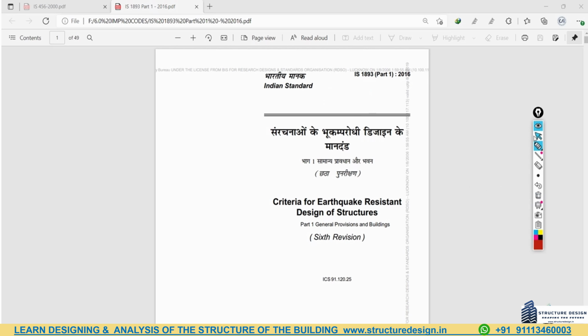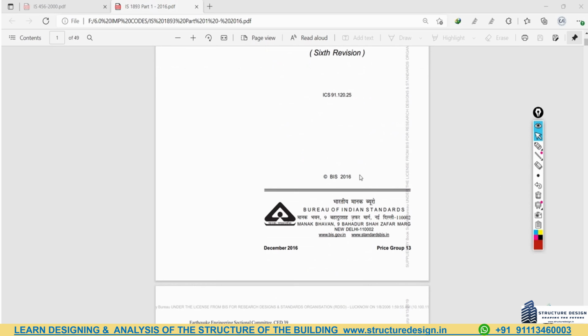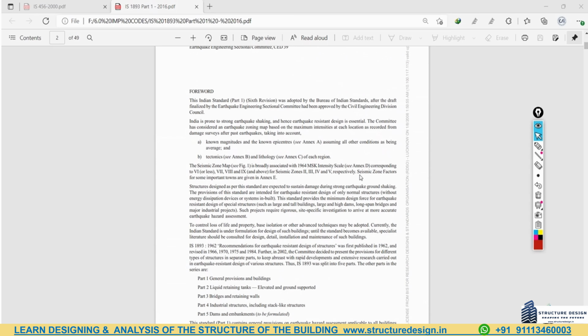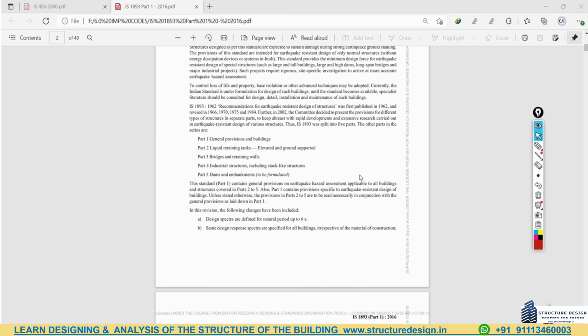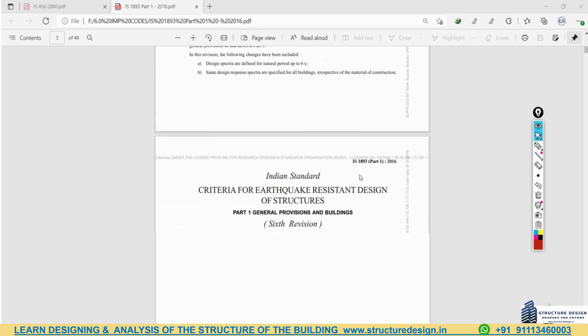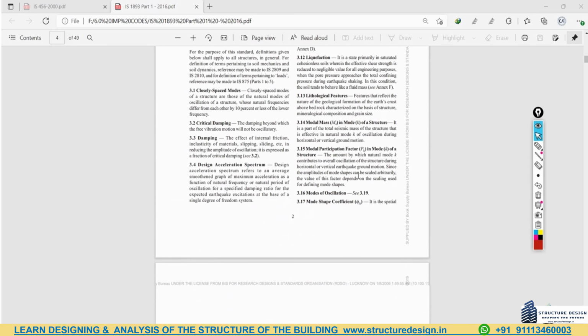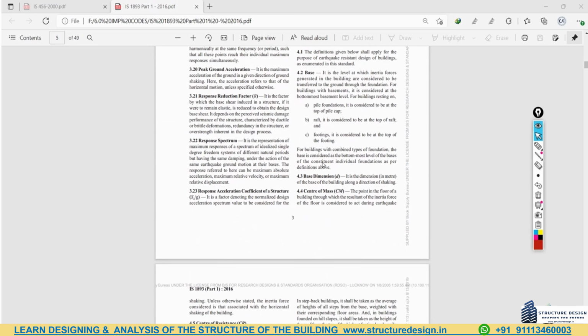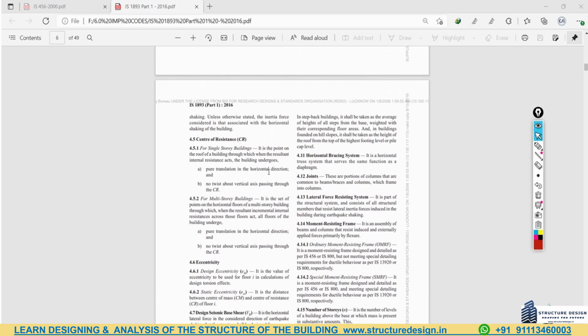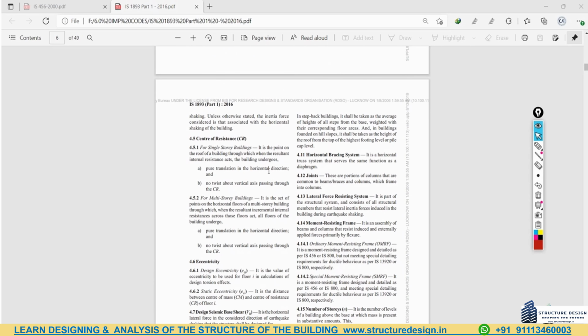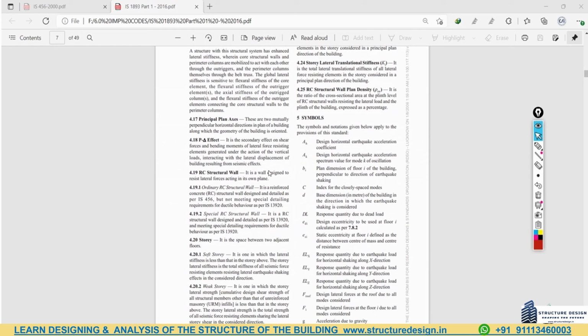Now I will show you some glimpses of this code, and also tell you the important things that you can study from it, so that it will be very easy to understand the earthquake design, and also very easy to make the building earthquake resistant. If you come here, there is a lot of terminology. You can study a few terms here, and if you find any problem in a terminology definition, you can ask me in the comment box.